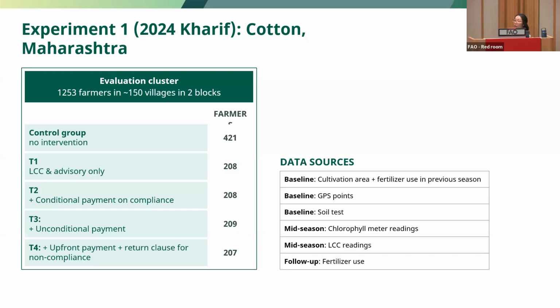So we have the control group that got nothing. The first treatment arm was LCC plus light touch training and advice only. Second treatment added a conditional payment on compliance, which was verified by a leaf color spot check twice in the season. The third treatment arm was unconditional upfront payment, no strings attached. The last arm was the upfront payment with this return clause in the contract saying we reserve the right to ask you to return the money if the LCC spot check didn't show that you used the tool.